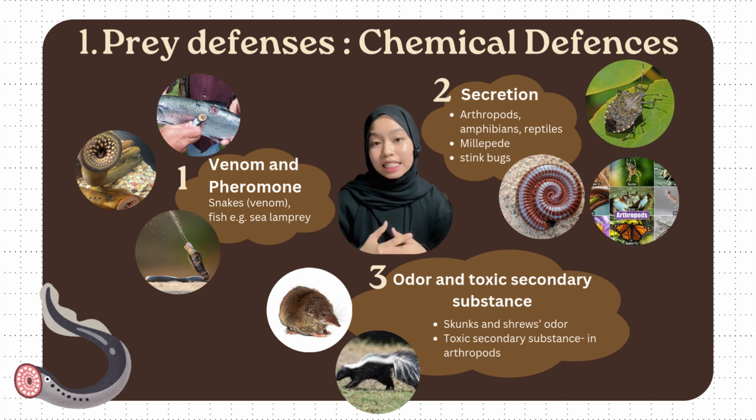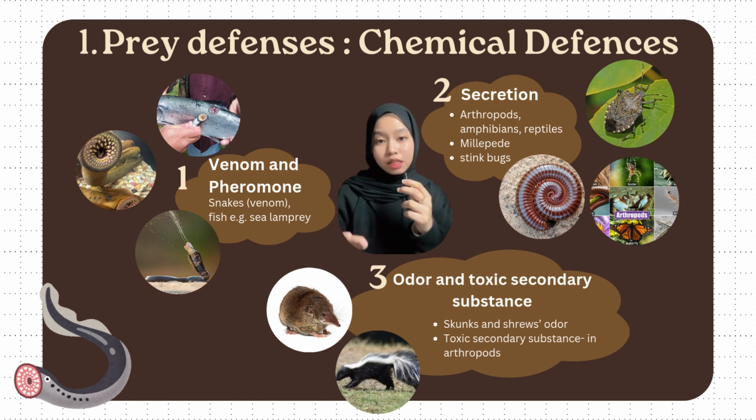Another one is the sea lamprey, a type of fish that releases pheromones into the water. These chemicals act as alarm signals and trigger fright and flight responses in other members of the species, helping them escape danger. The second example is secretion-based defense.